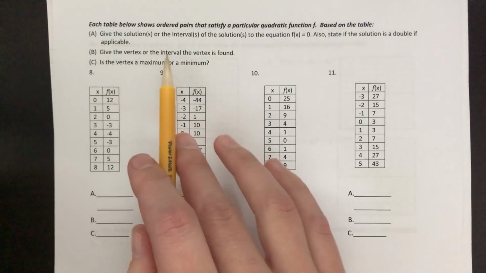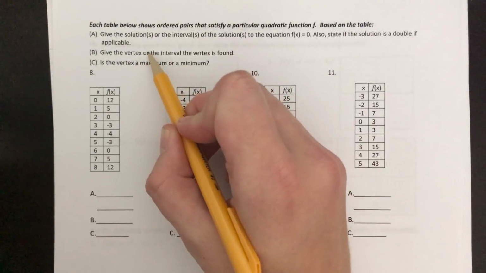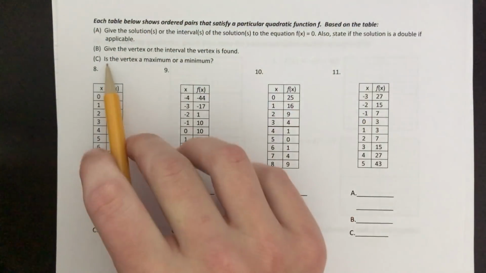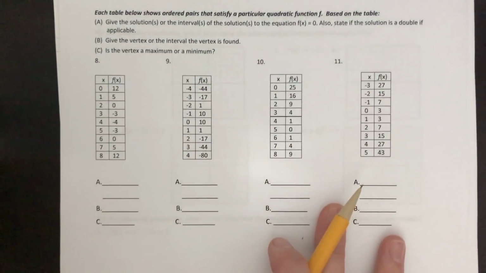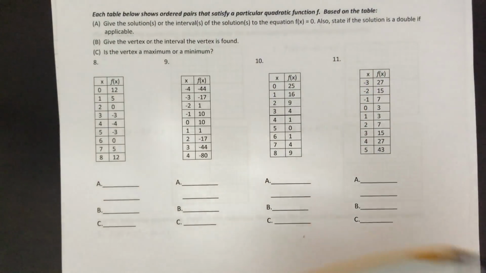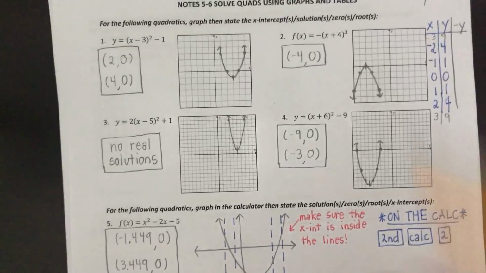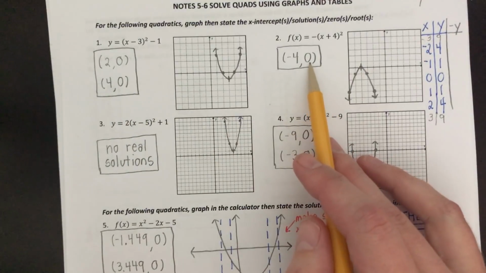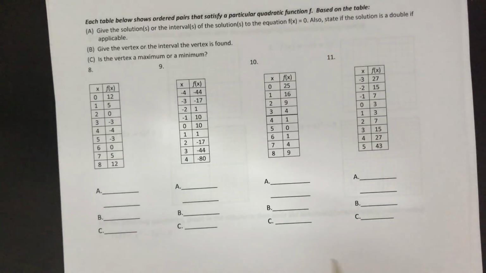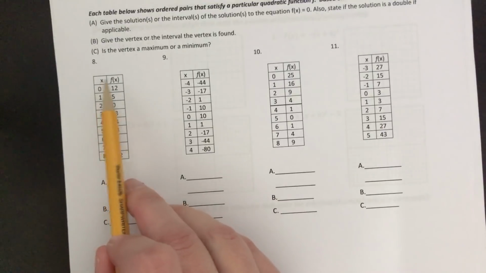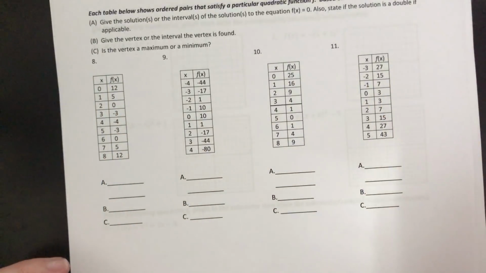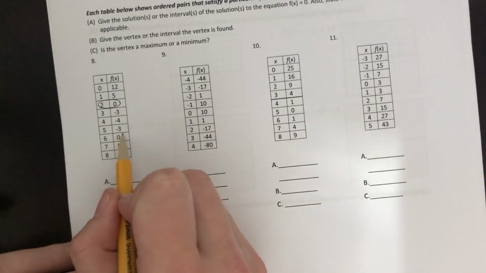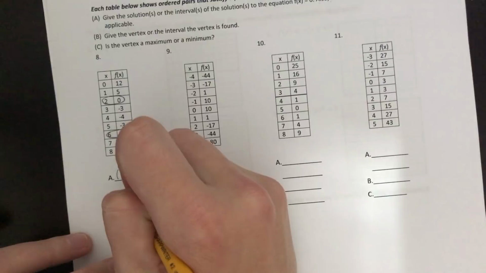Okay, part B, give the vertex, or the interval the vertex is found. Okay, is the vertex a max or a min? So part A, give the solutions. Well, you just saw via mini graphs that solutions of a quadratic all have one thing in common. They all have a y value of 0. So when I look at this table, this is x, this is f of x, so in other words y, I'm looking for that y value of 0. So here 2, 0 is one solution, and 6, 0 is one solution.